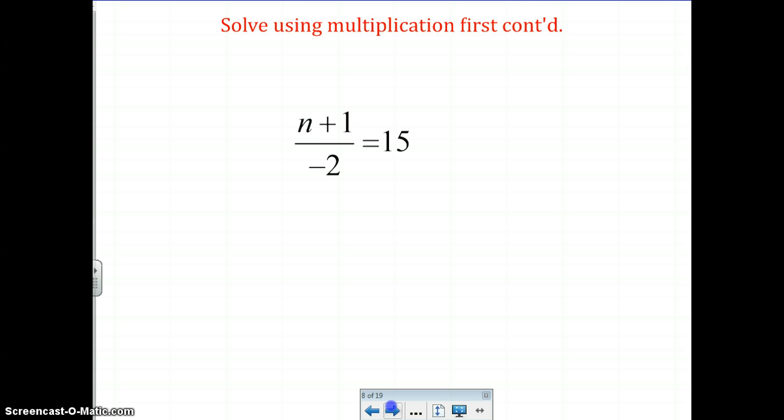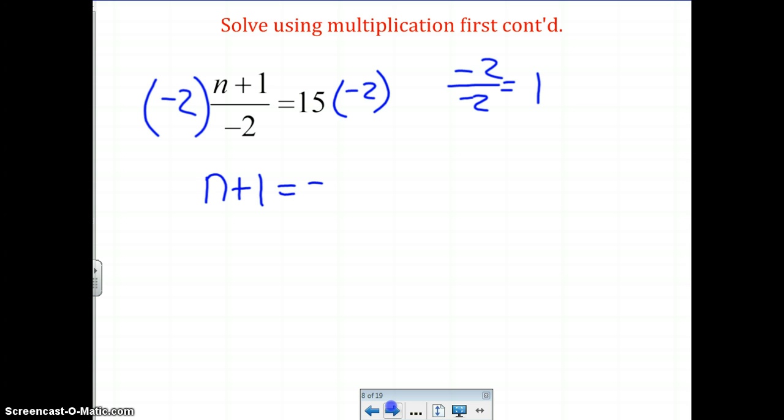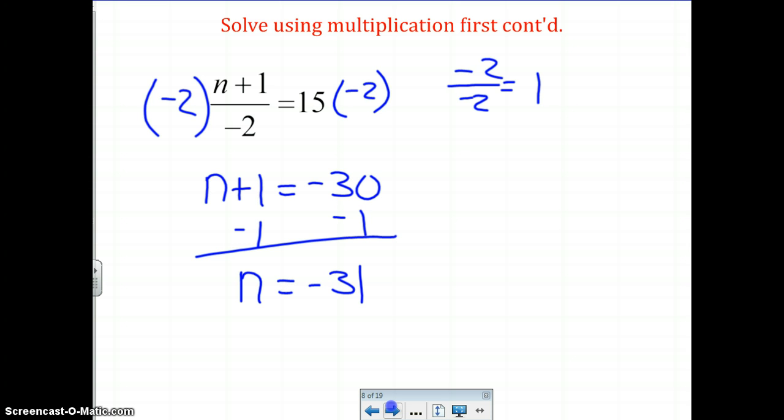Okay, another one where I need to undo the division first. So I'm going to multiply by -2, again keeping in mind that -2 over -2 is 1. What I do to one side of the equation, I have to do to the other. And we get n plus 1 equals -30. Subtract 1, subtract 1, and n equals -31. Again, remember our integer rules.